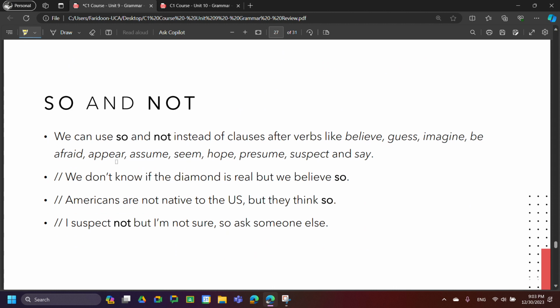Okay, so and not. We can use "so" and "not" instead of clauses after verbs like believe, guess, imagine, be afraid, appear, assume, seem, hope, presume, suspect, and even say. For example, we don't know if the diamond is real, but we believe so. Or Americans are not native to the US, but they think so. They believe that they are. I suspect not. So this is the "not" version, right? I suspect not. But I'm not sure, so ask someone else.